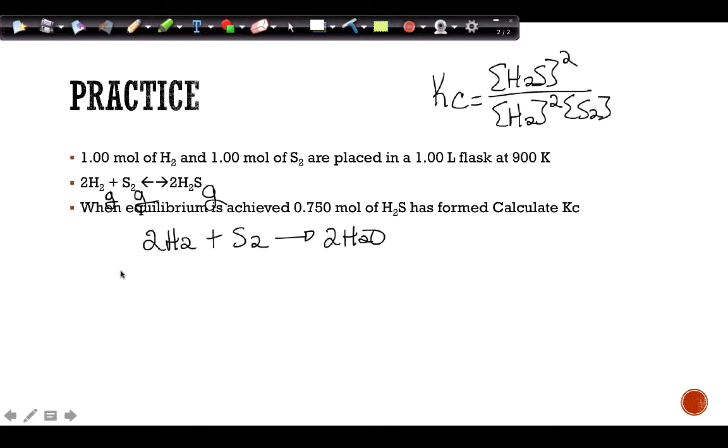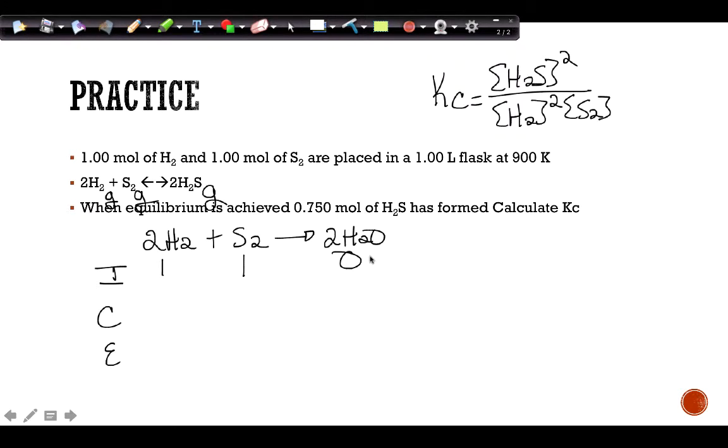And the ICE table is initial, change, and equilibrium. So initially, I have 1 mole of H2, and it's per liter, so I don't have to worry about the volume. 1 divided by 1 would just be 1 mole per liter. And again, S2 would be 1. Well, at the beginning of the reaction, I have reactants. I should have 0 products.